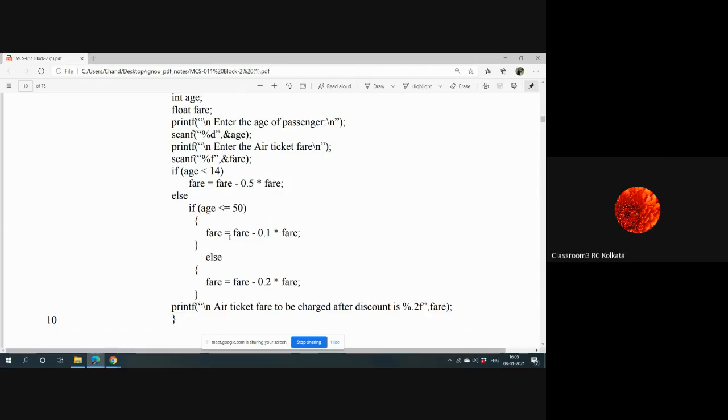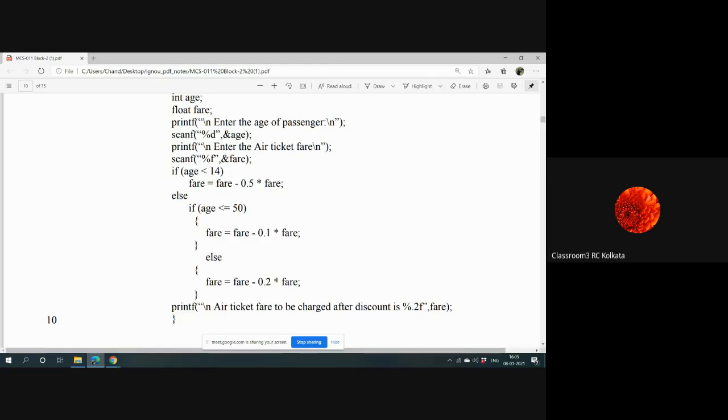So how many branches are created here? Tell me. If it is a branching program, how many branches have been created? 3 branches. Less than 14; if your age is greater than 14 and less than 50; and if your age is greater than 50. So this will be the third branch. And at one time you will execute any one of these 3 statements. At a time you cannot execute all the statements. First time you give input 5, then that will be your fare. Next time you give input 20, then that will be your fare. Again run the program and give 60, then that will be your fare.